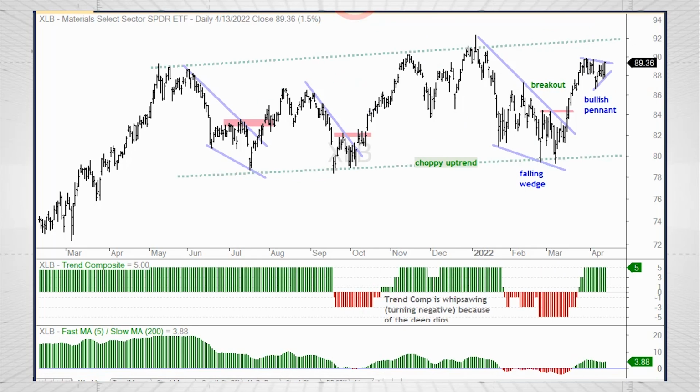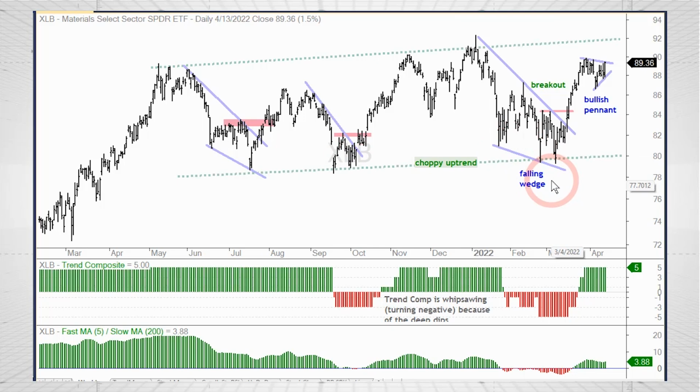And then if we look at XLB, which is weighted by market cap, it's the materials sector, a lot of chemical stocks in this ETF. I think 40% of the ETF is made up of chemical-related stocks. And this is a bit of a commodity play because, let's face it, chemicals are commodities. And if we look, we can see a very choppy uptrend. And the trend composite is going to whipsaw when you get choppy uptrends and deep pullbacks. Because we had a lower high and a deep pullback, but we ultimately held this low and surged. And then we had another deep pullback, but we ultimately held the September-October low.